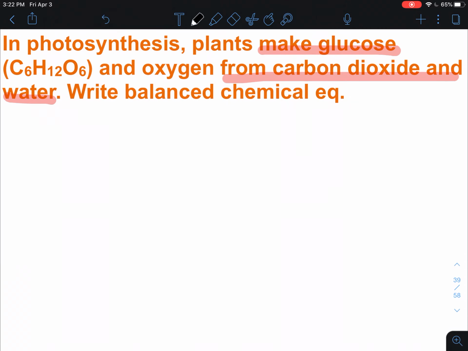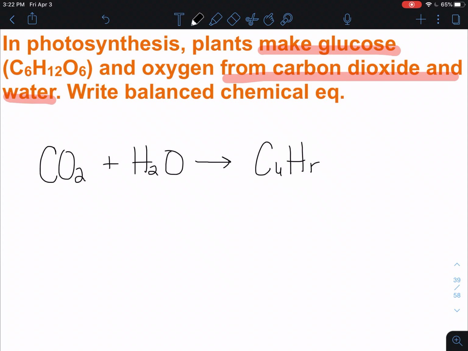So carbon dioxide, CO2, plus H2O, those are the reactants, makes C6H12O6 plus O2. Now, I didn't ask for phases, so you don't need to do phases in this. That's fine. So this is the first step: I'm writing a skeletal equation.